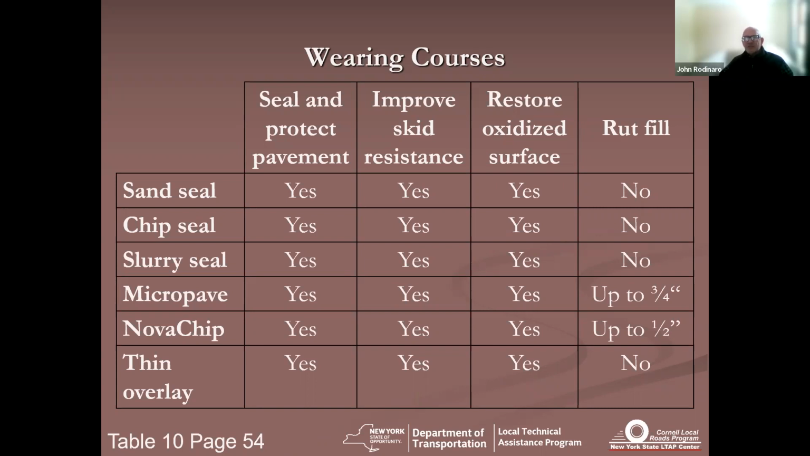And because NovaChip has got such a juiced up set of materials, you can get up to a 1/2 inch in ruts. Not typically used to do it, but you can.